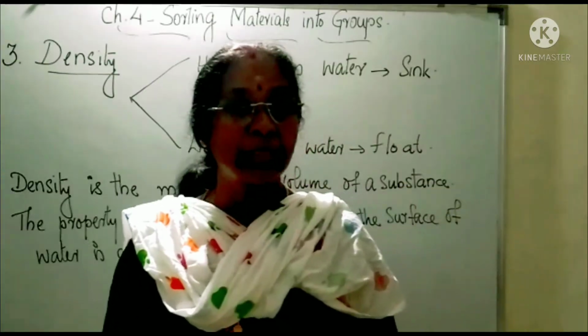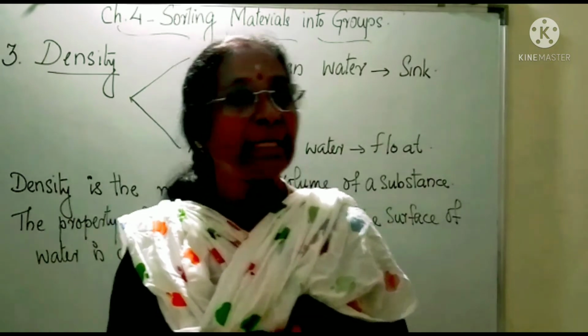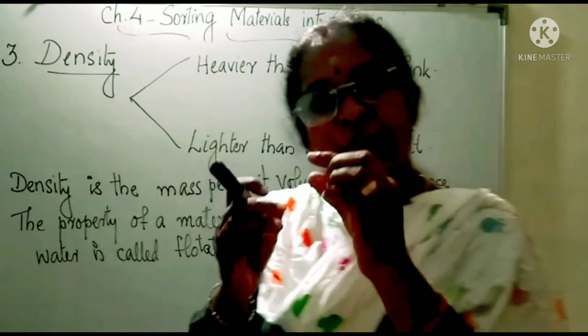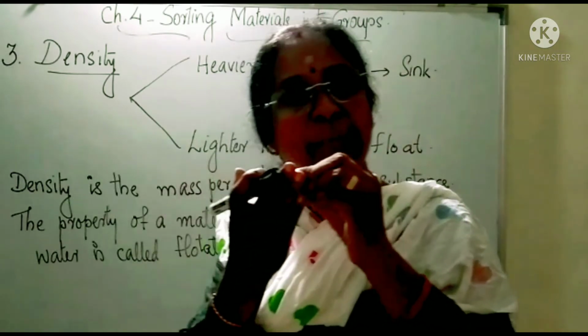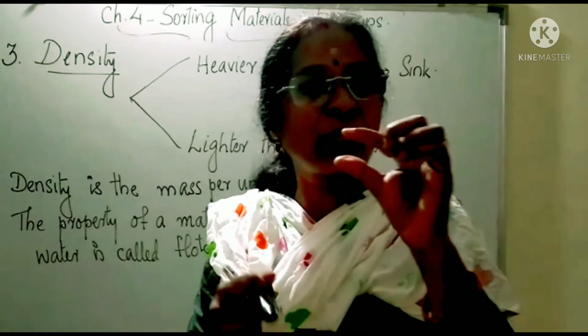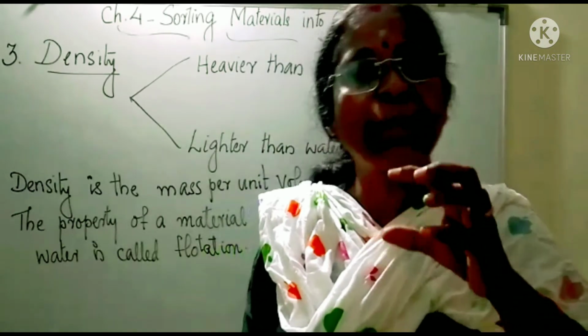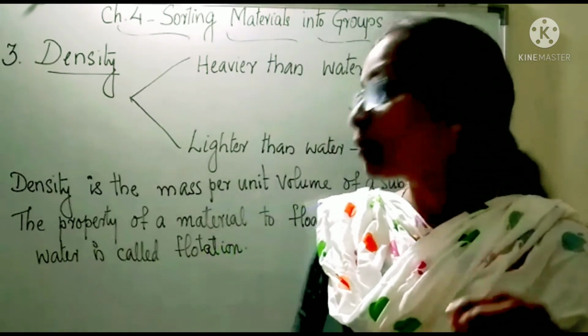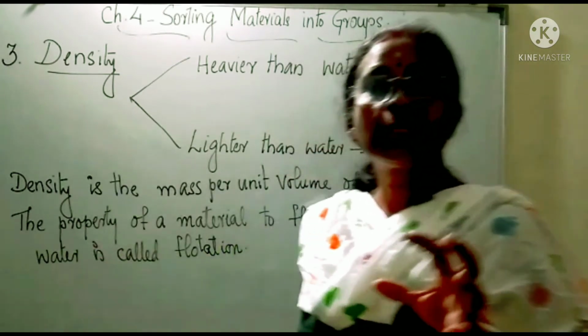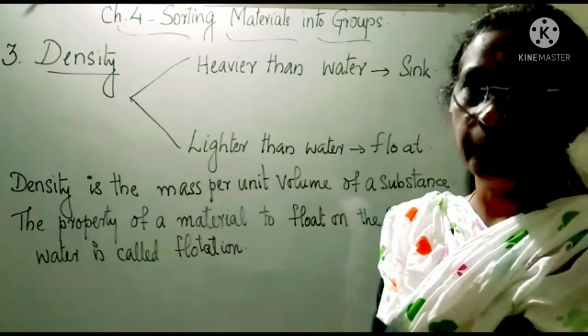Now what is density? Density is the mass per unit volume. That means if you take one unit, 1 centimeter length, 1 centimeter breadth and 1 centimeter thickness of a substance, how much matter is there inside? That is called density. So what is density? Density is the mass per unit volume.